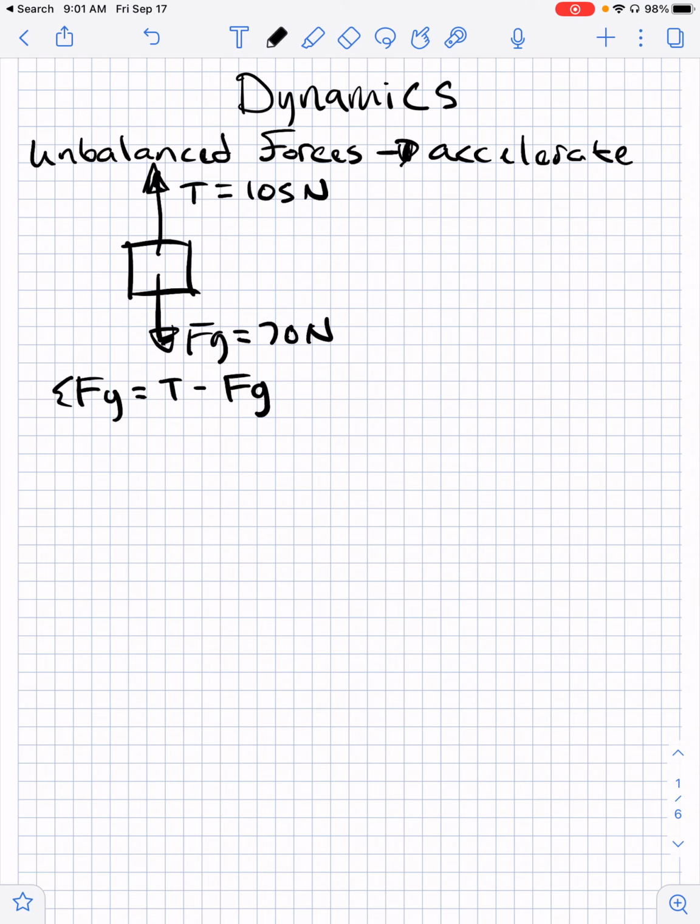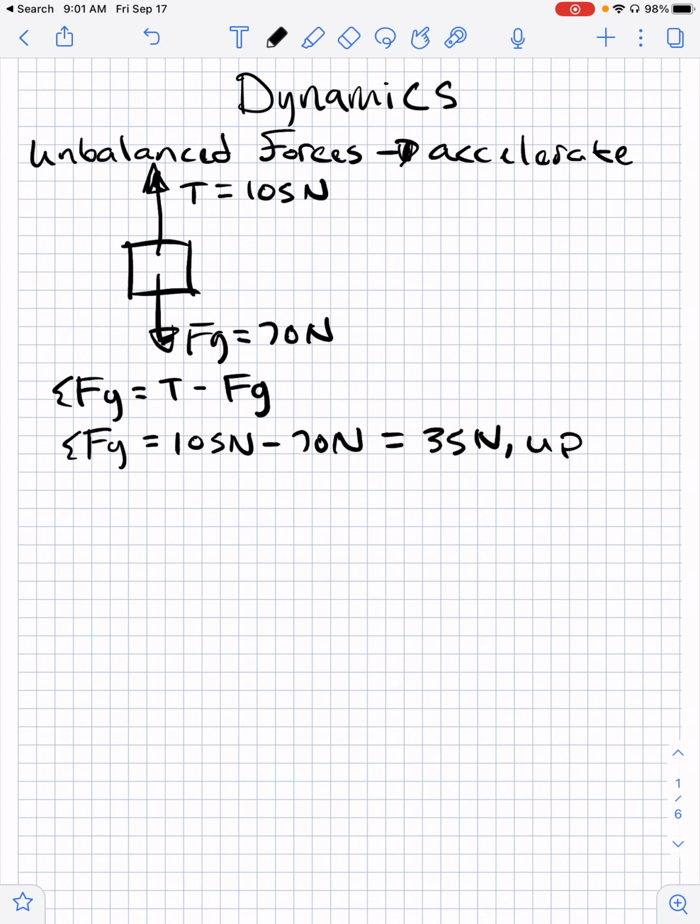Now we can plug in our numbers. Your net force in the y direction is going to equal the tension of 105 newtons minus the weight, which is 70 newtons. So your net force in this situation is equal to 35 newtons up. The net force is in the up direction.